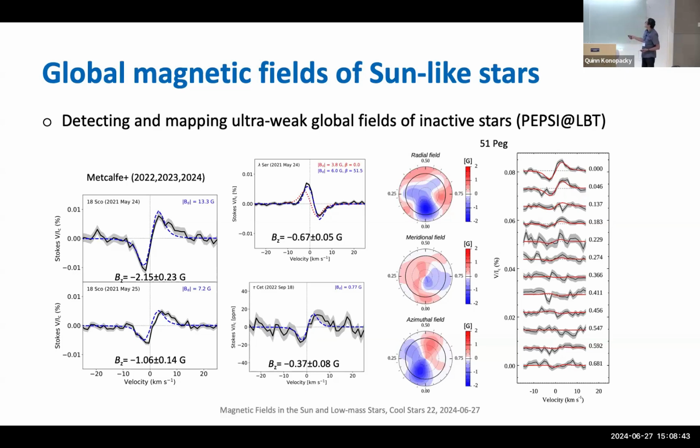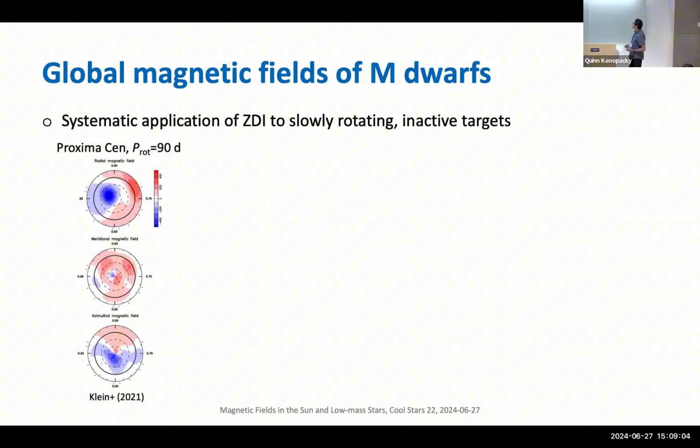You can see it's 51 Peg, the famous exoplanet host star, with a global field of a few Gauss. Of course, again, this is the global field, the largest scale, and as was mentioned many times by Sami, there is a much stronger local field in this star. And what we're seeing is the result of cancellation.